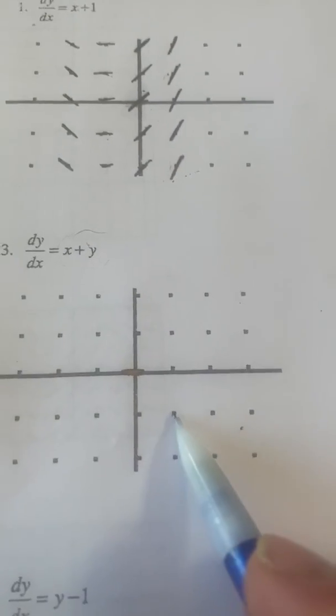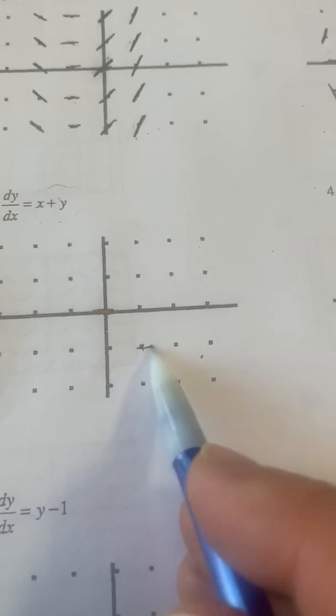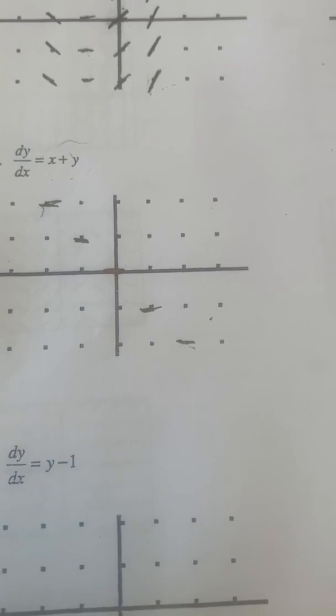So like at this place right here, (1, -1). If I plug a 1 in for x, -1 in for y, I get 0. And here at (2, -2), and (-1, 1). So trying to find the patterns, it looks like this one's going to be consistent along these lines.